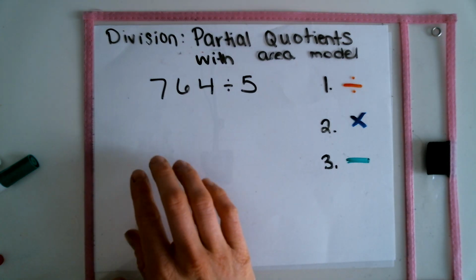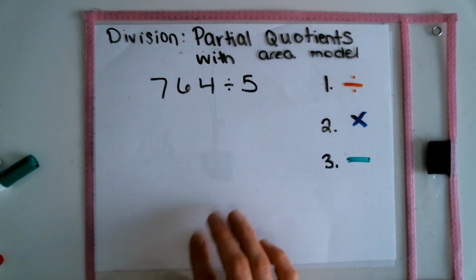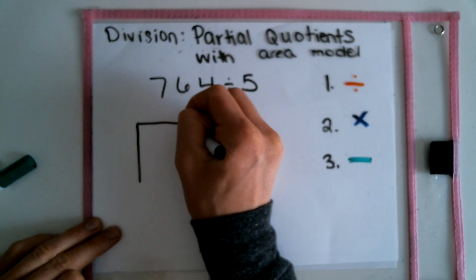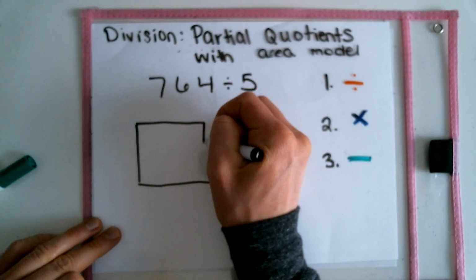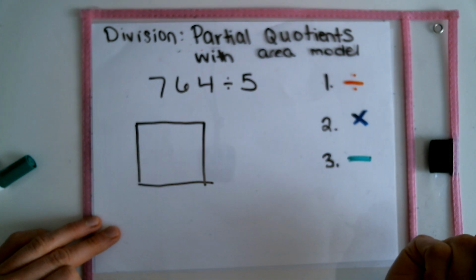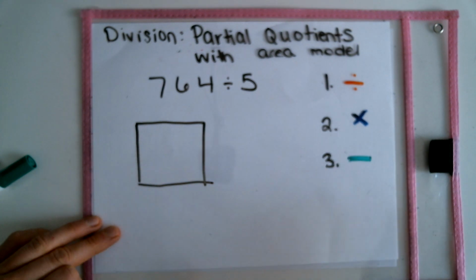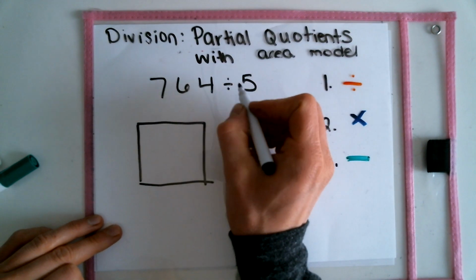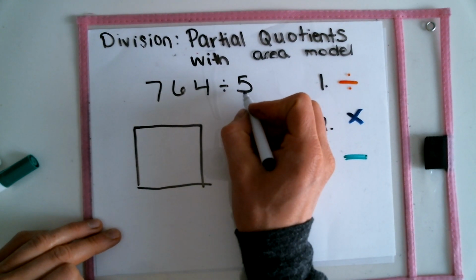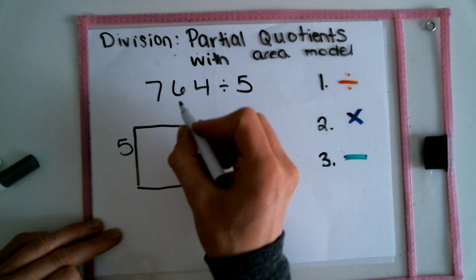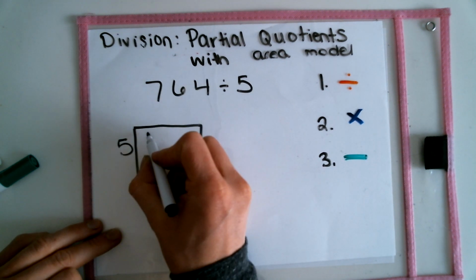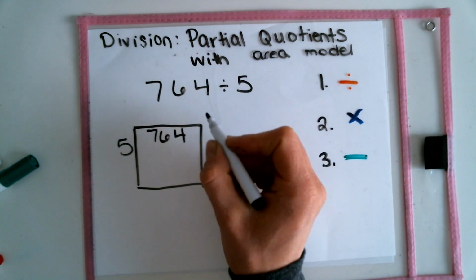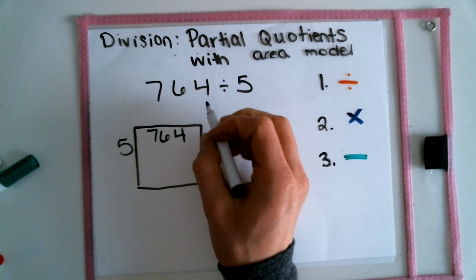All right. So when I'm doing the area model, I am going to be using a square. And just like in the regular standard algorithm or the other partial quotients without the area model, the divisor is going to go on the outside, and my dividend goes on the inside of the box. And I can write my whole entire dividend here.